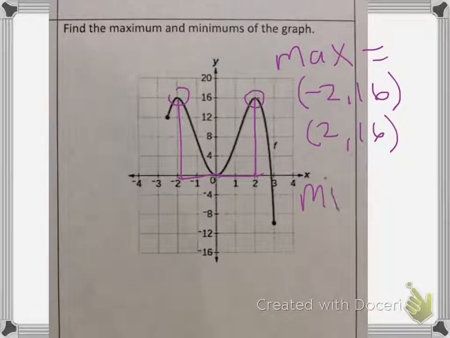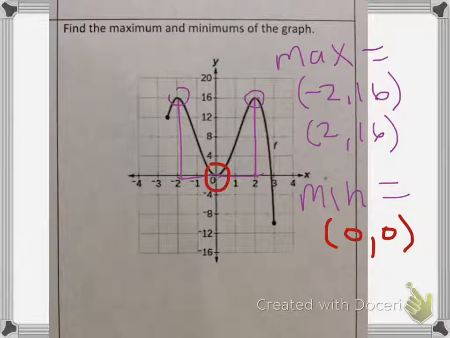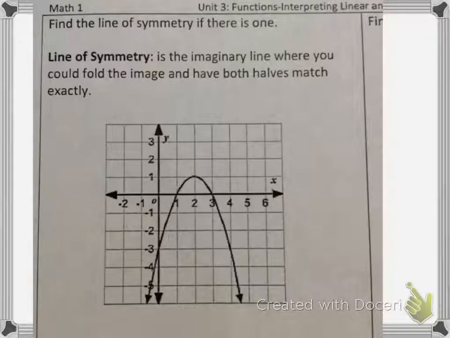Okay, my minimum is the bottom of a valley. So here's the bottom of my valley right here. There's my minimum point. That ordered pair is actually at 0, 0. So on this graph, I had one minimum and two maximums, which is okay. So that's how we find a minimum and maximum.